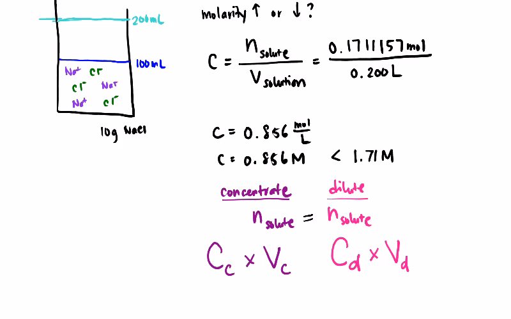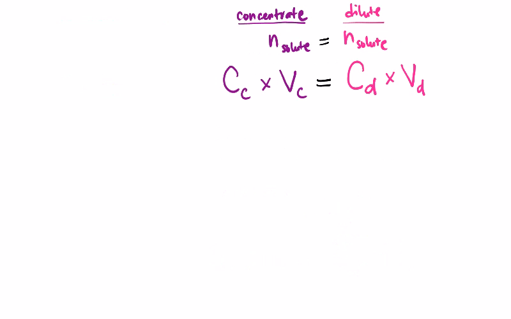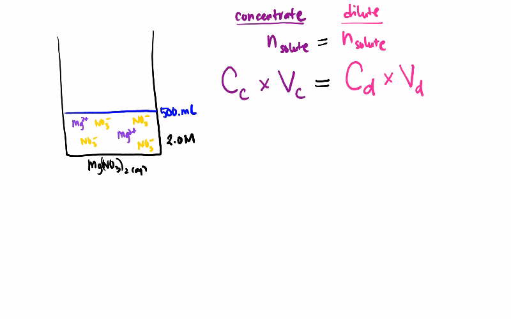Now, because you did not add more salt, the only thing you're changing is the volume of the liquid by adding water, you can equate the two moles of the solute. Then this gives you the equation Cc times Vc equals Cd times Vd. If you know 3 of the 4 variables, you can rearrange the equation to calculate the last one. Let's look at a new example so we can put this equation into practice.